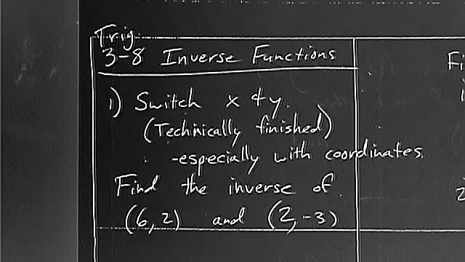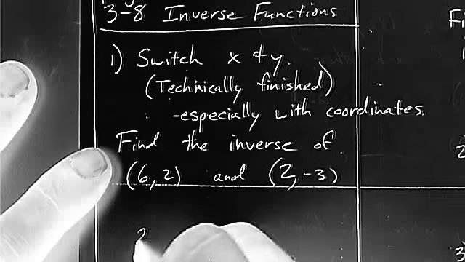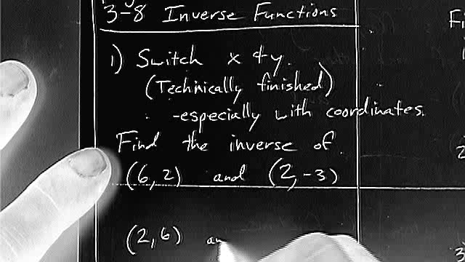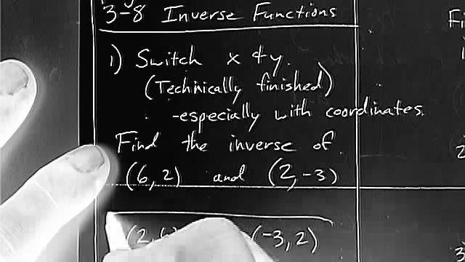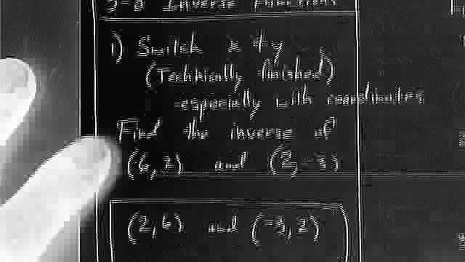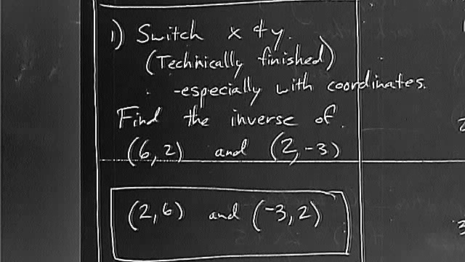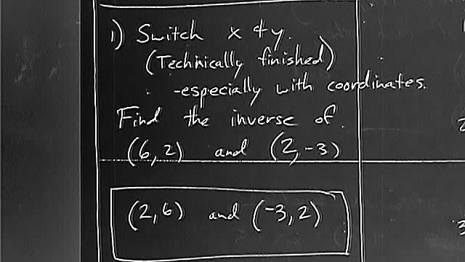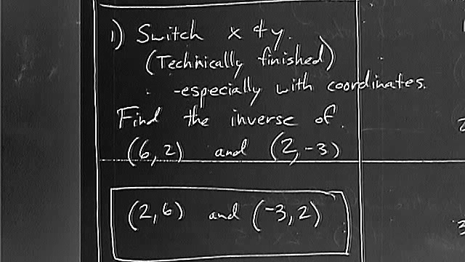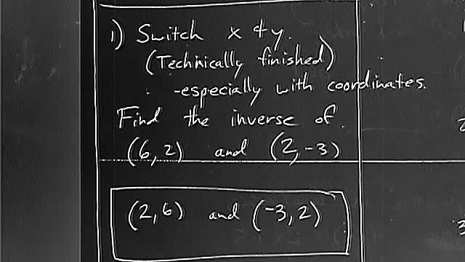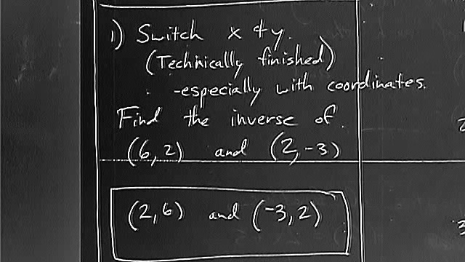And that is especially true with coordinates. When it says find the inverse of (6, 2) and (2, negative 3), I expect you to write down (2, 6) and (negative 3, 2). That's what I expect for the inverse. I do not expect you to do something fancy with the coordinates and multiply them by negative 1, which is what a lot of children do. So don't be that kid that's ignoring me and just multiplying everything by negative 1 because they feel like that's the thing to do. All you have to do to find an inverse is switch x and y.